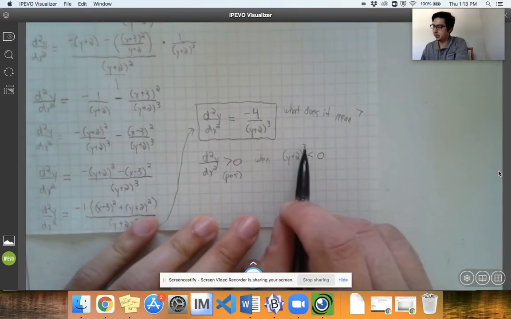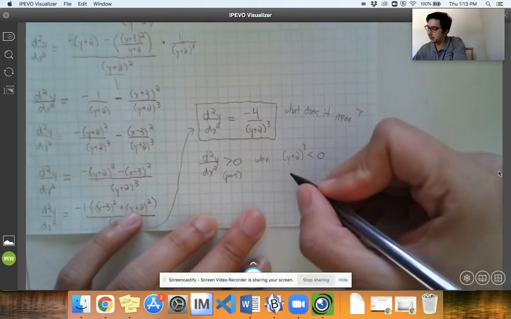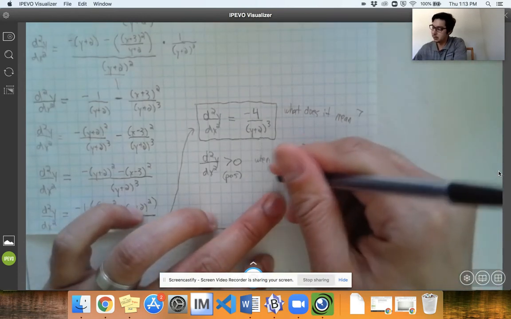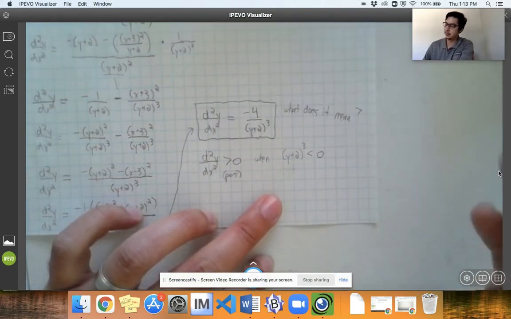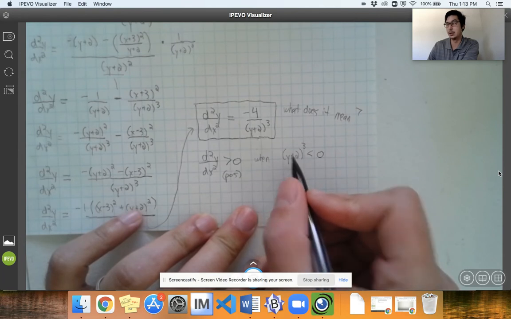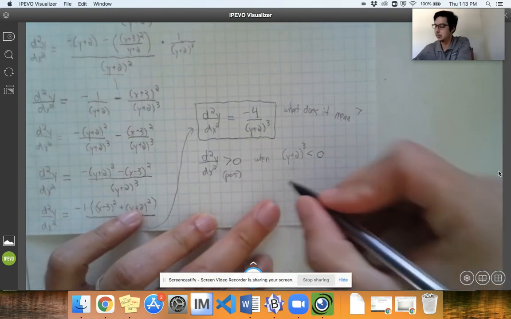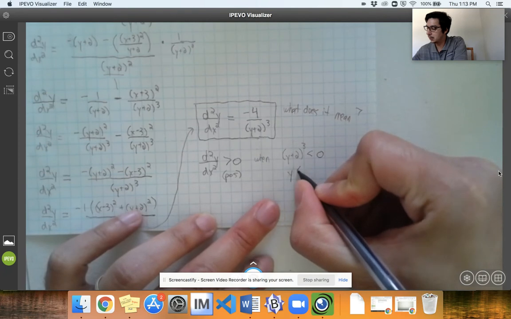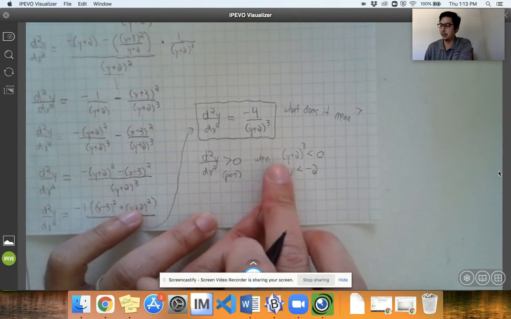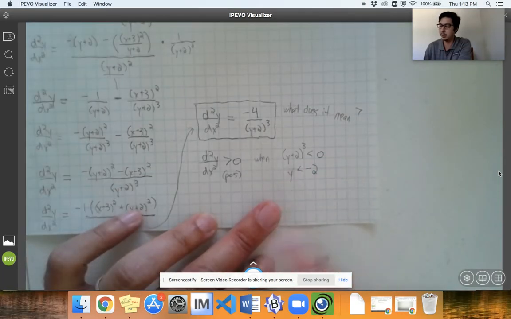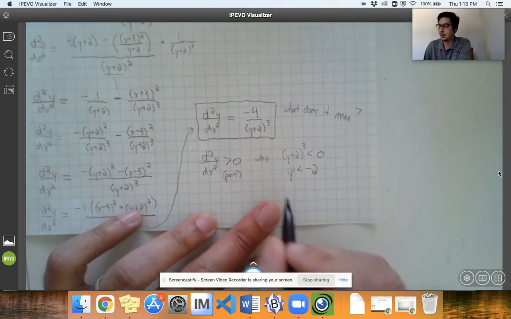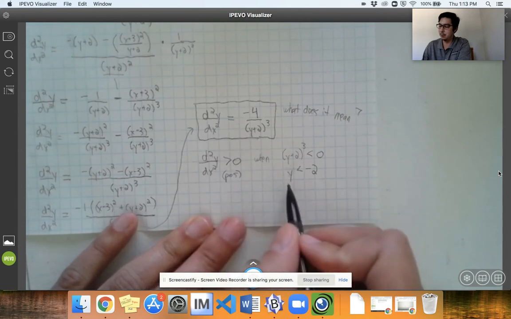Now, when is (y + 2)³ less than 0? Well, if we solve for this, you have some number sense here. If y is less than negative 2, then it will be negative, because if you plug in negative 2, negative 2 plus 2 is 0, but then if you go smaller, say negative 3, you'll result in a negative, and a negative raised to an odd power is a negative. So you would say the second derivative is positive when y is less than negative 2.